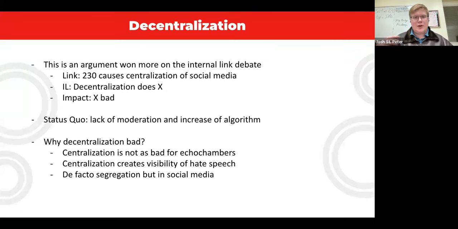Meanwhile, this argument is going to have a pretty much uncontested core link: 230 will cause decentralization. 230 causes centralization of social media. And the idea here is that you are going to be winning that. People will likely try to turn the decentralization argument, but they're not going to contest that 230 causes centralization, because a lot of the pro arguments almost rely on centralization being good or bad in some way. So you want to directly contest that specific argument.